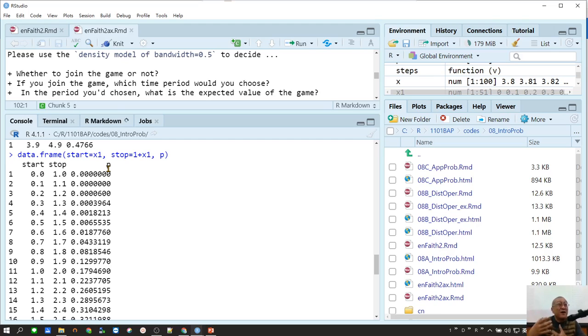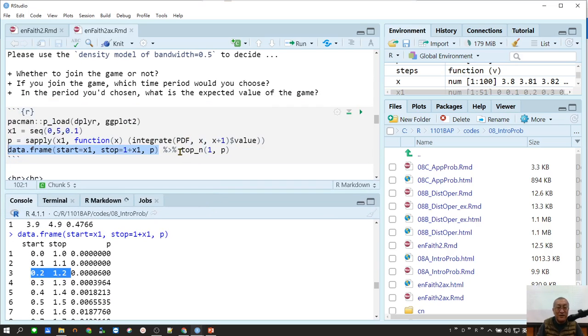Because after you learn R, as long as you have the model, you can use it to simulate whatever you want to do, right? Okay? So in this data frame, you actually see this is a strategy. This is yet another strategy. And you get the probability, isn't it? Okay.